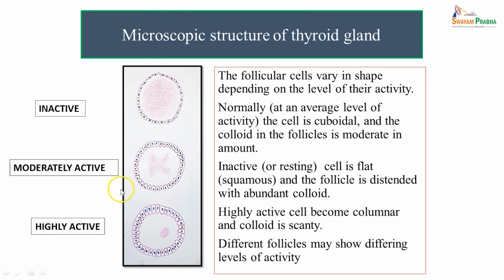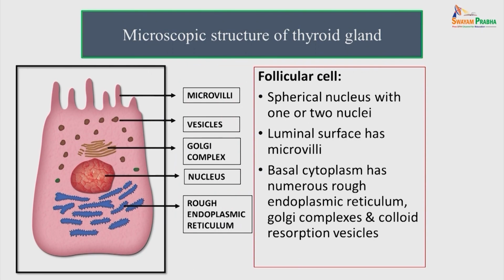In highly active cells, the cells become tall and columnar and the colloid is scanty because the stored hormones in the colloid are taken up, activated and poured into the surrounding blood capillaries. Hence, different follicles may show different levels of activity and there are different cell linings.